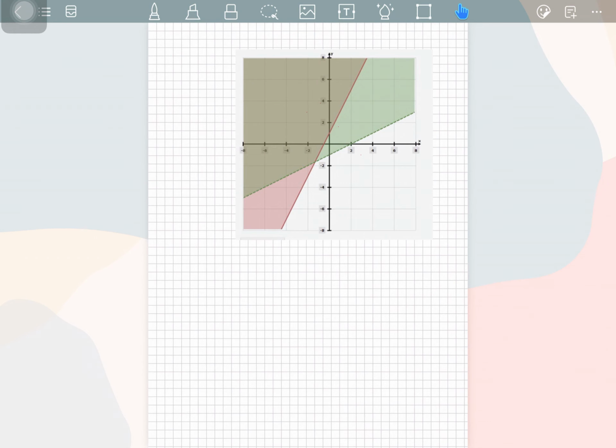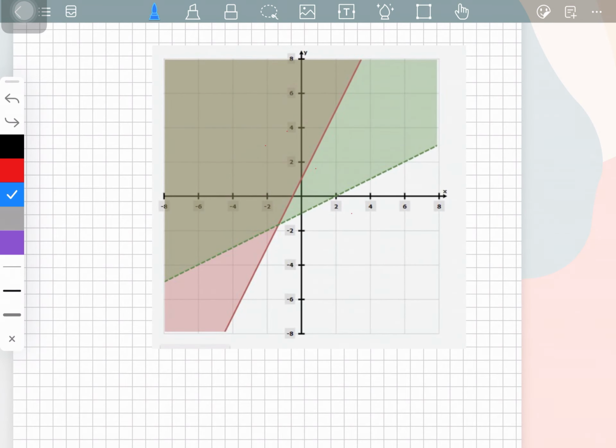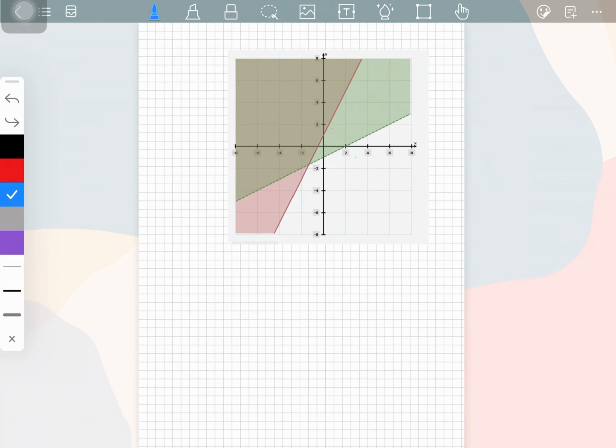Yeah, this is the graph. Let's zoom in. The first inequality was y is greater than or equal to 2x plus 1. The second one was y is greater than x over 2 minus 1. The first one says y is greater than or equal to, so y can be equal to the line in this inequality. But in the second one, it's y is greater than, there's no equal to. That's one thing you should be considering.